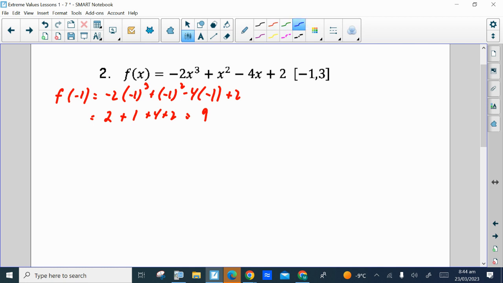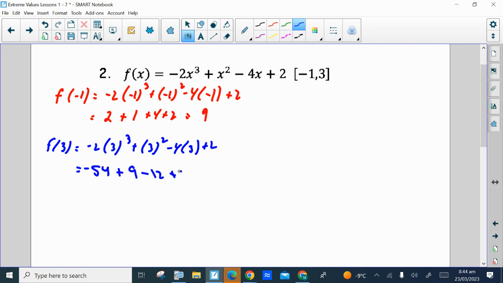And then we want to find out what f at 3 is. So 3 cubed is 27 times negative 2 is negative 54. 3 squared is 9, minus 12 plus 2. So when you combine all those, you're going to get a value of negative 55. Negative 54 plus 9 is negative 45. Take away 12 is negative 57 plus 2, negative 55.